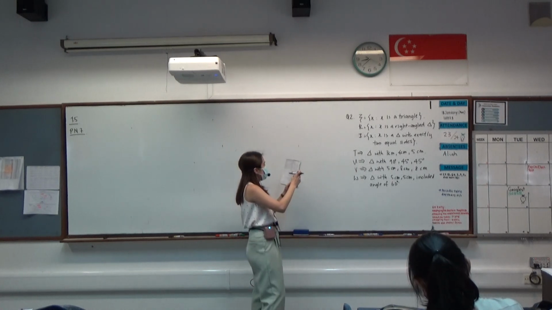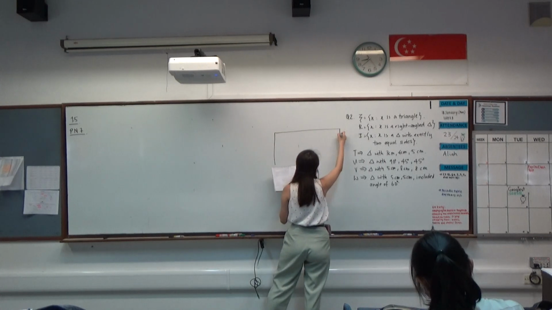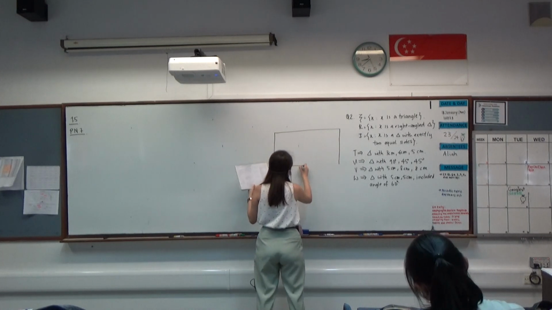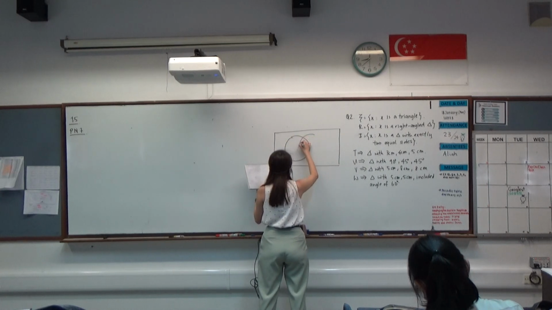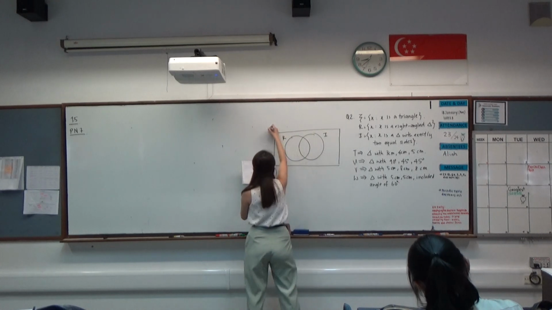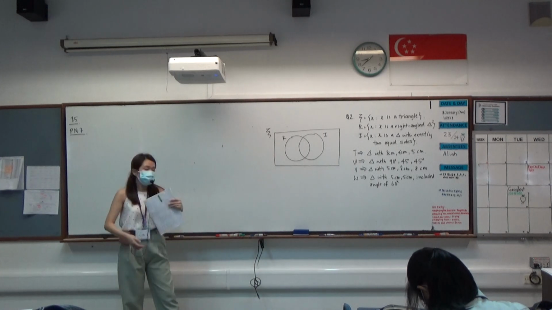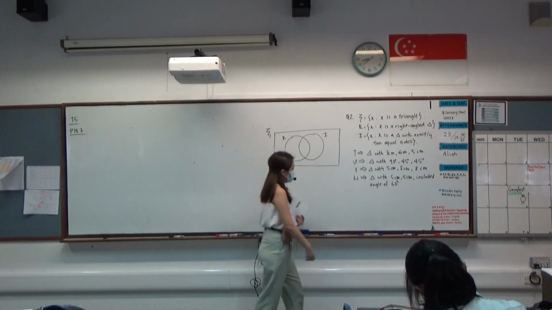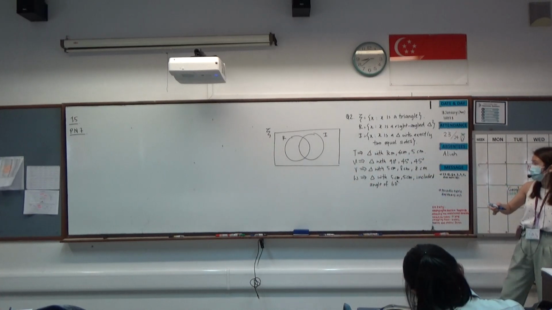Okay, so what the question requires you to do is that in the Venn diagram that has been provided to you, they want you to put in the elements accordingly. So where do you put these triangles? Let's start with triangle T first.